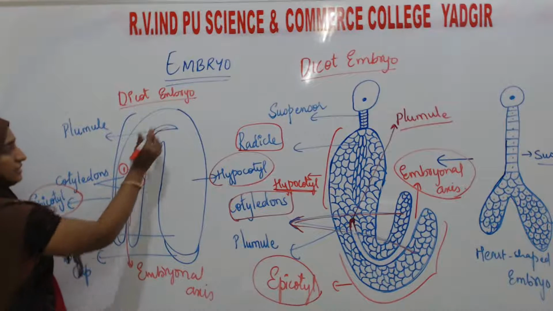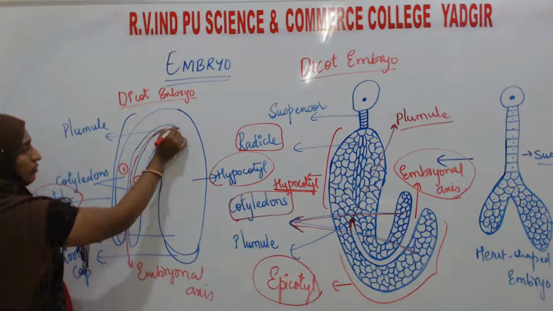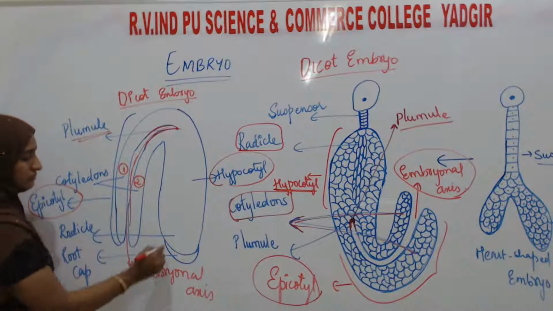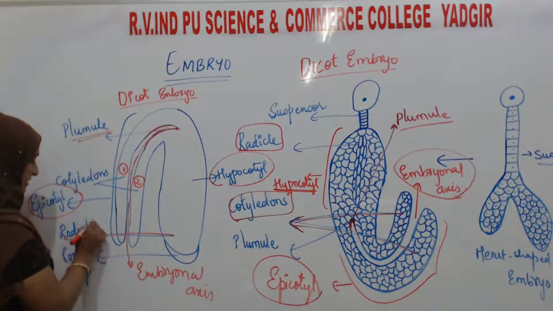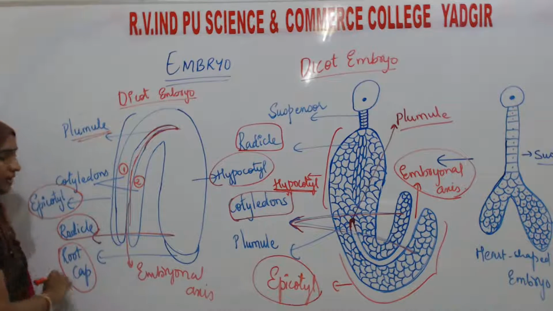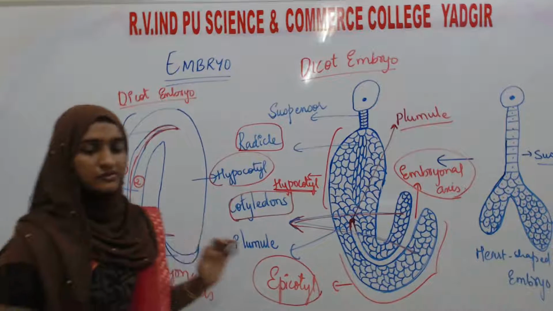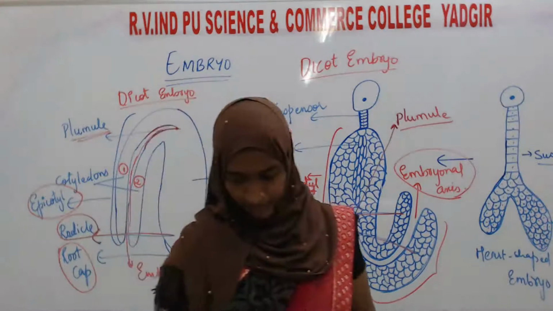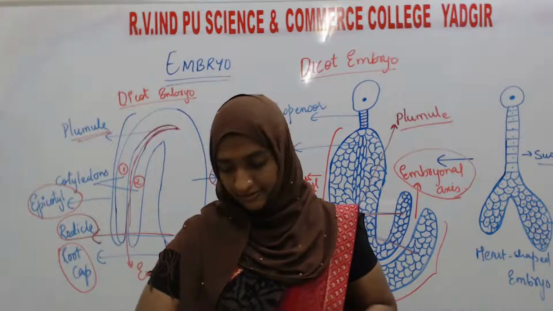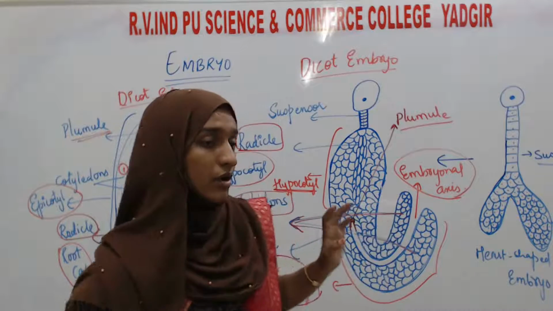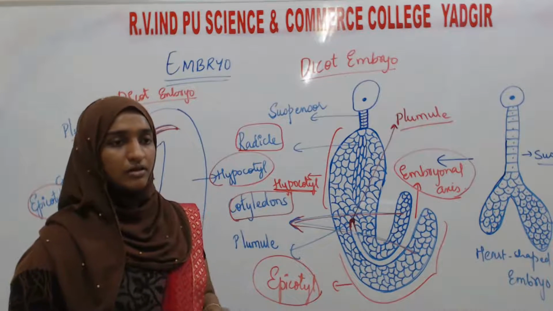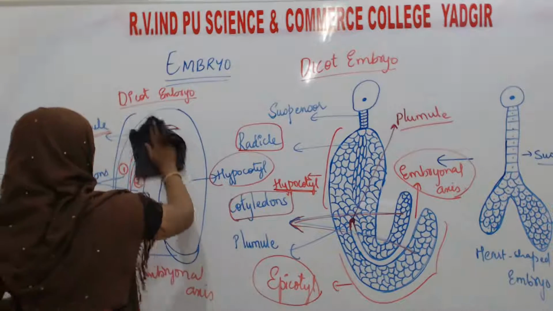Next, this end where the embryonal axis is going to end, that region is known as the plumule. This region is the radicle, which is covered with a root cap. Okay, so this is about the dicot embryo. Next we will see about the embryo of monocotyledons. Okay, next we will go for the monocot embryo.